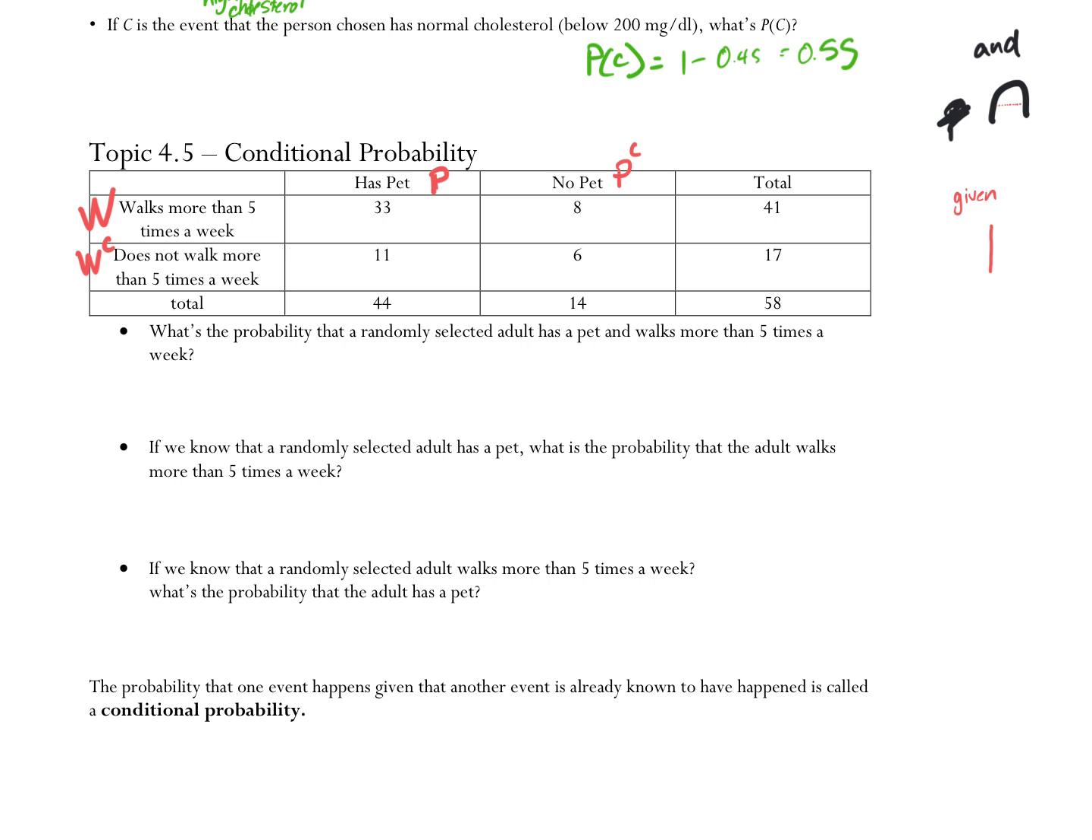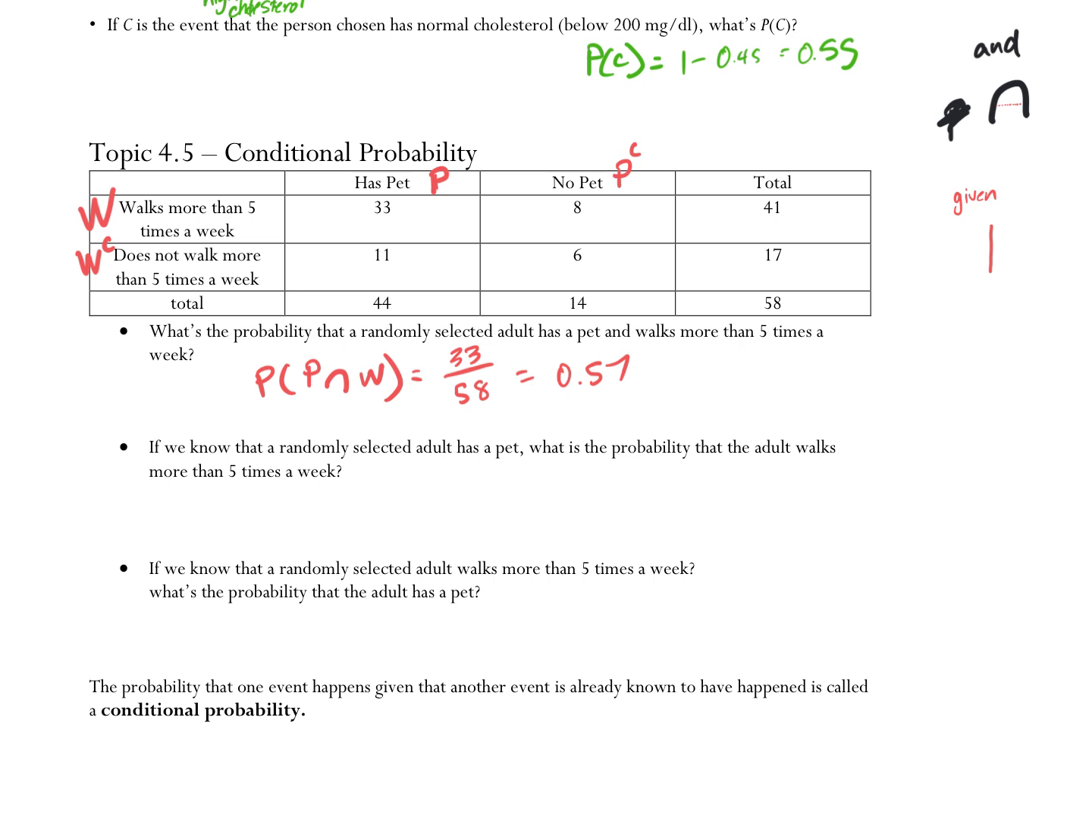Now, what is the probability of P and W? I'm going to need a little bit more than that. 33 out of 58. We would take 33 out of 58. And you got 0.57? Lovely.